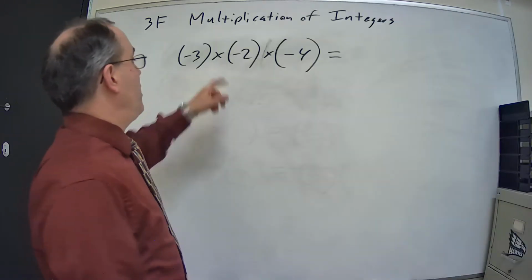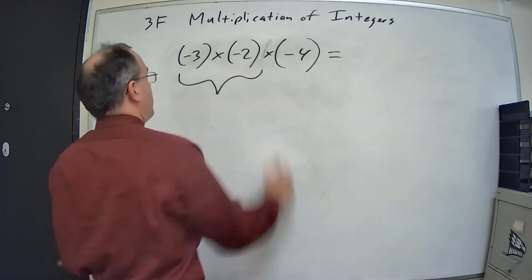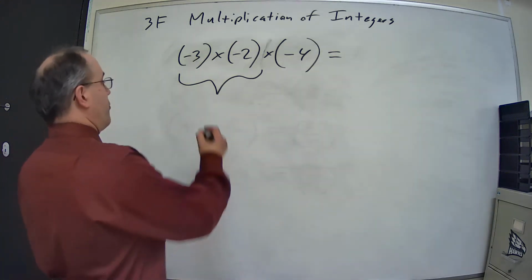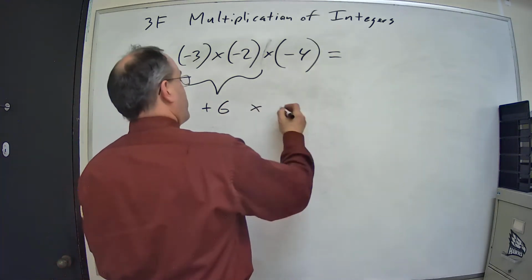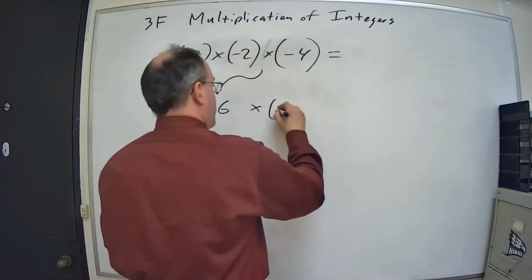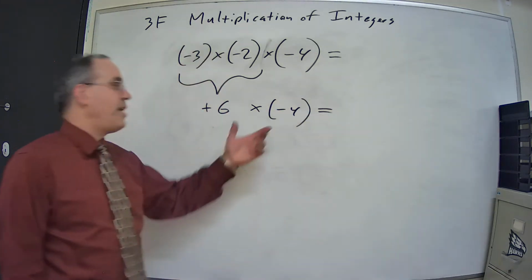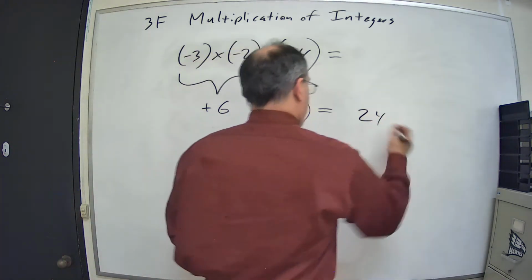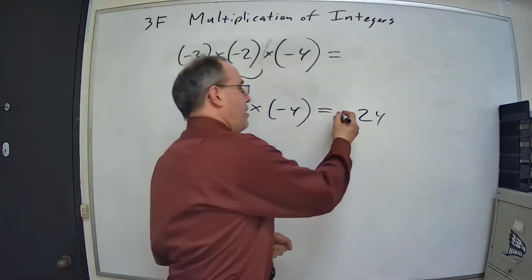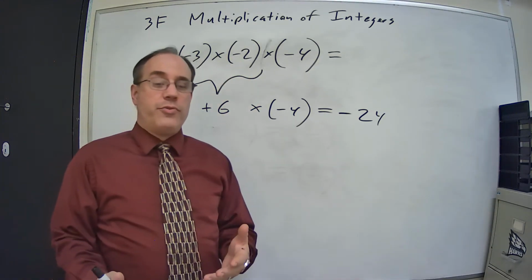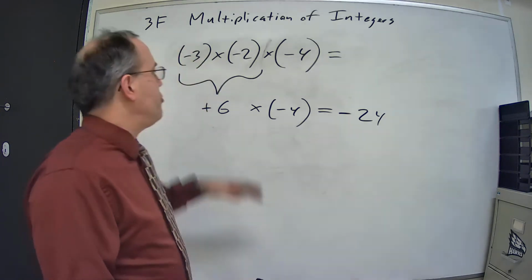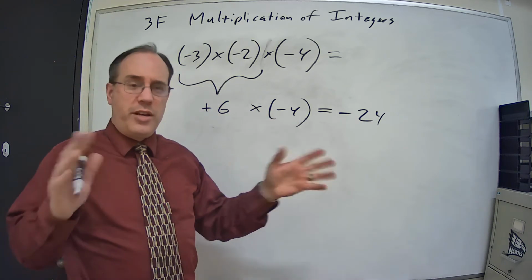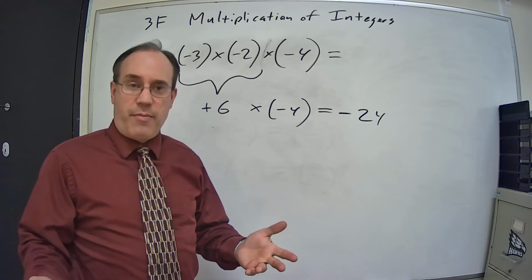So if we look at this and look at just the first two, negative 3 times negative 2, well, the signs are the same, therefore it's going to be positive, so we have positive 6. Now you'll notice that we have positive 6 times negative 4. So now the signs are different. 6 times 4 is 24. The signs are different, so it's going to be negative. So basically what we can do is look at this and say, well, every two values can be multiplied together and treated by if the signs are the same or the signs are different.